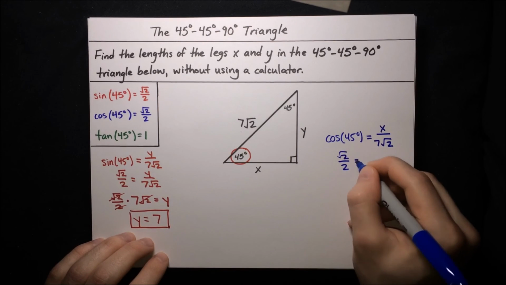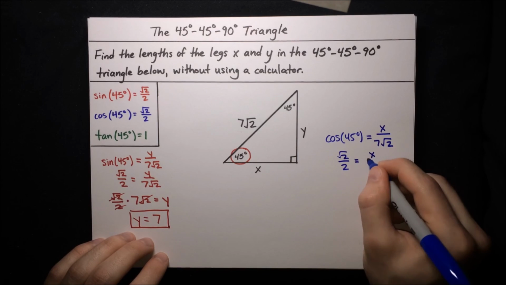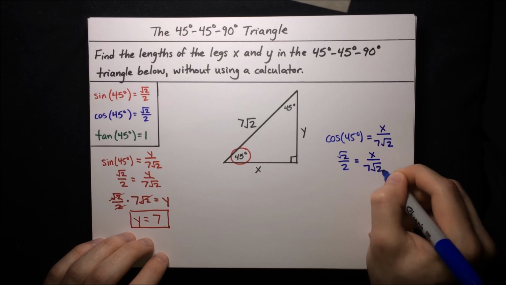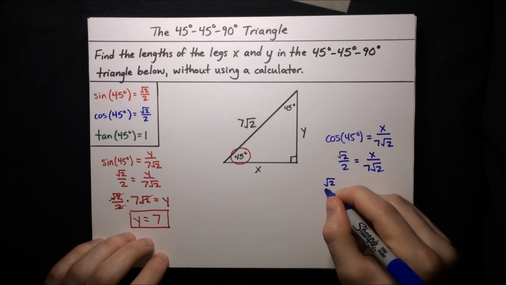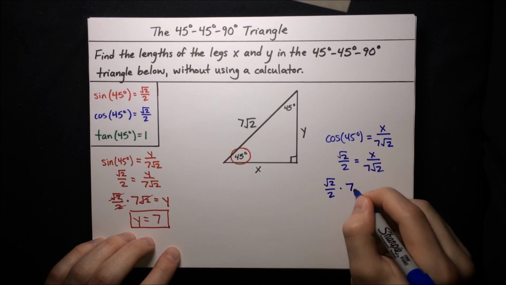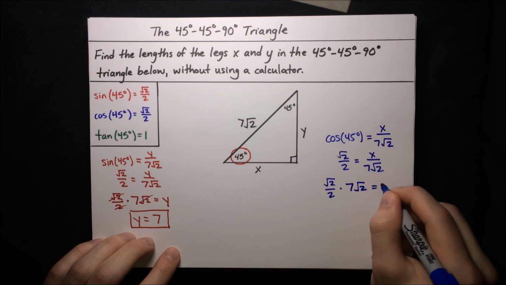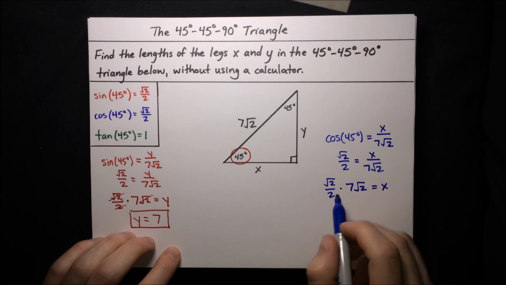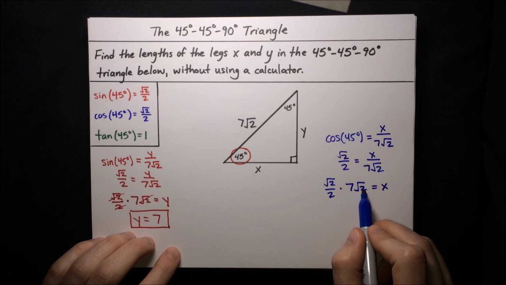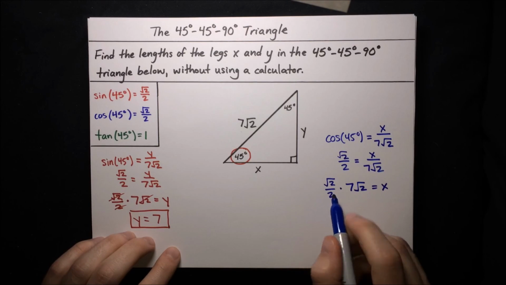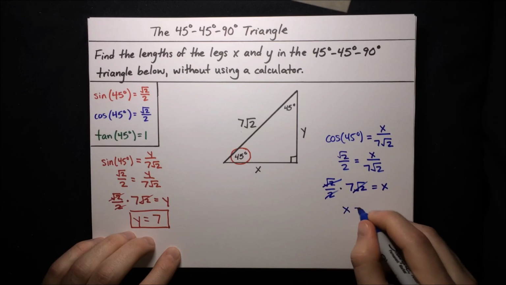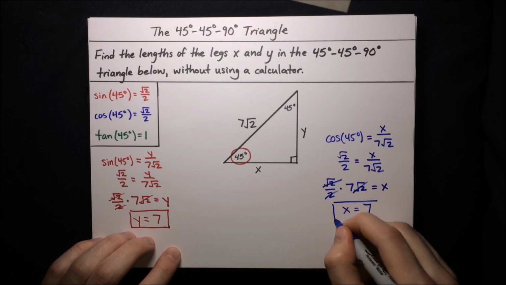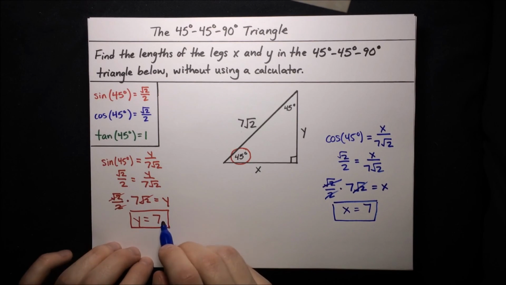We already know that. So root 2 over 2 is equal to x over 7 root 2, and again we can just multiply both sides by that 7 root 2, get root 2 over 2 times 7 root 2 equals x, and then root 2 times root 2, that makes 2, but then divided by 2, that cancels out, so cancel out all of these terms, and we just have x equals 7. There we go. So x equals 7 and y equals 7.